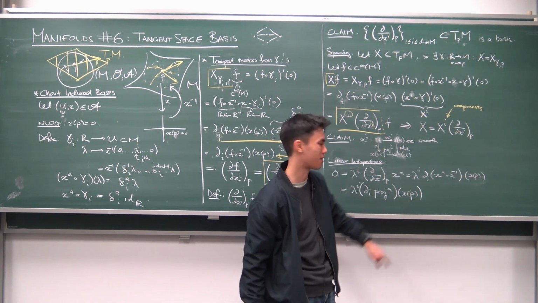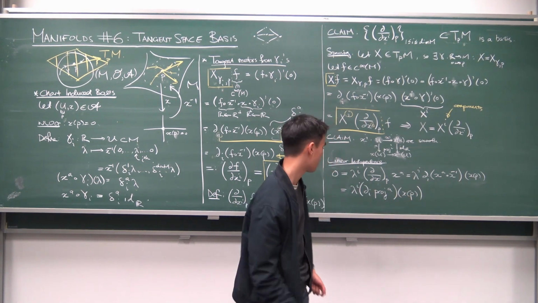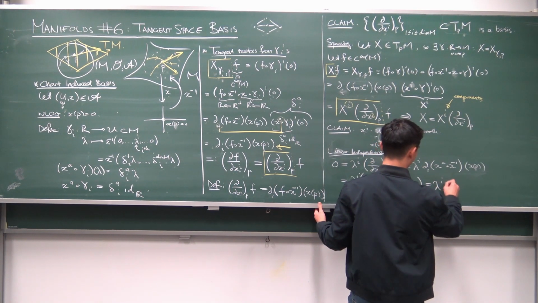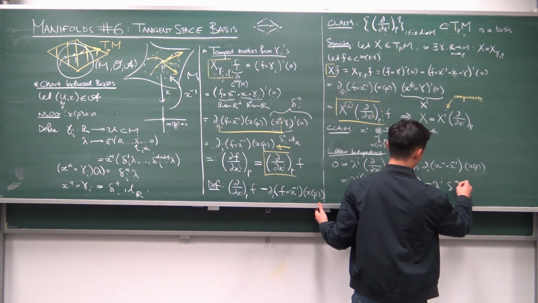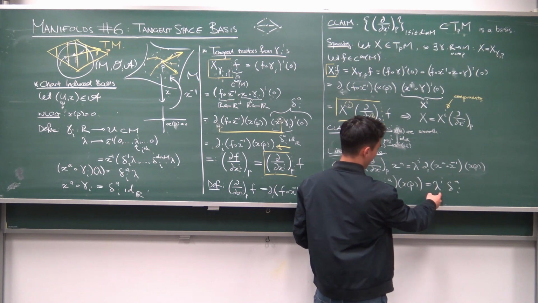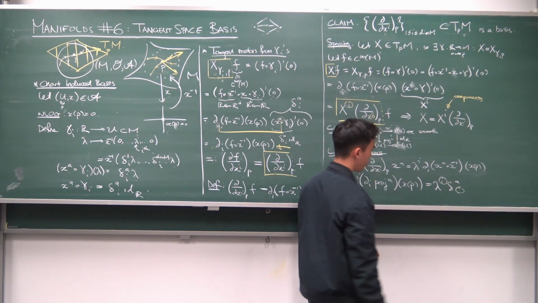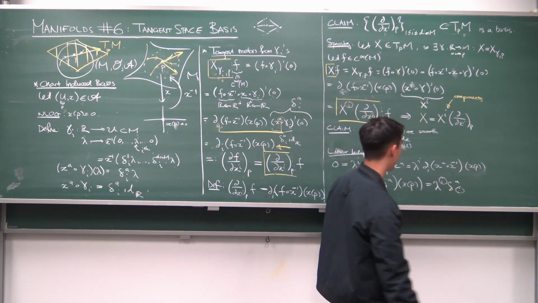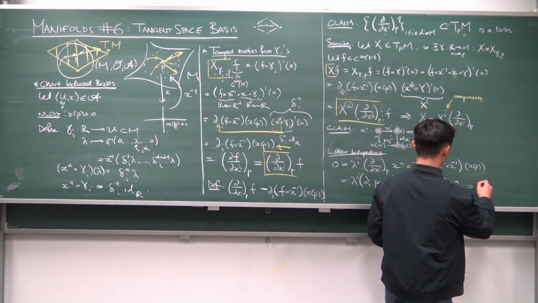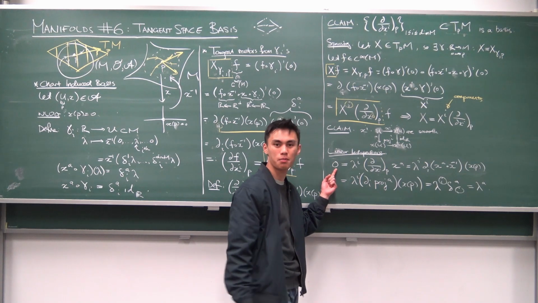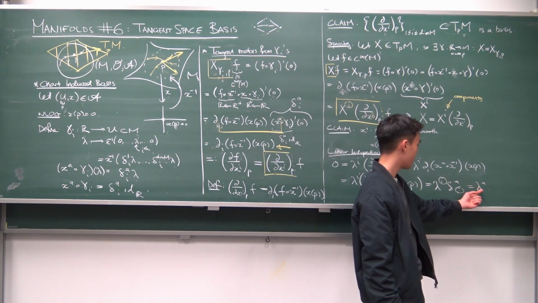Remember, the Kronecker delta is a constant, so this x of p doesn't really matter. So what you end up getting is lambda i times the Kronecker delta of a and i. And then we have a contraction over i with the Kronecker delta, so only when i and a are equal does this product survive. So this is going to give us, in the end, just lambda a. Okay, so what do we see over here? We have this real number zero, and this is equal to lambda a.